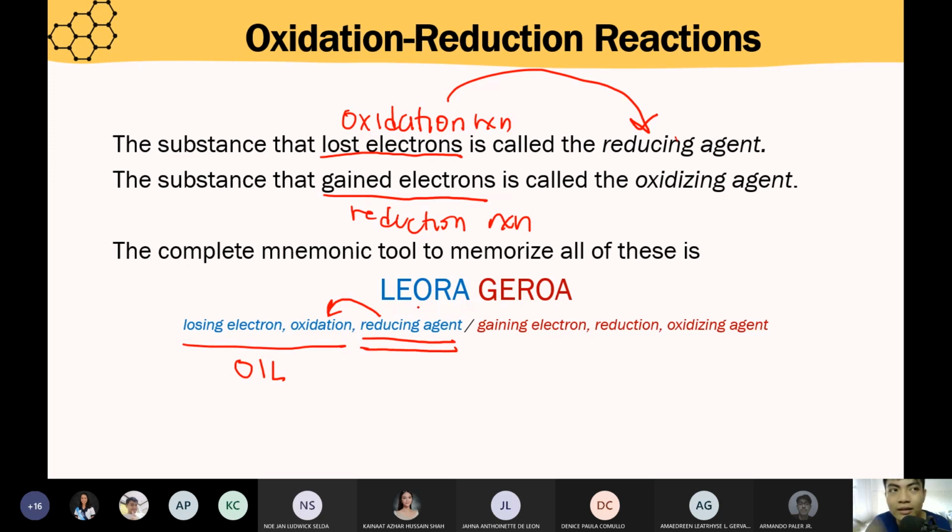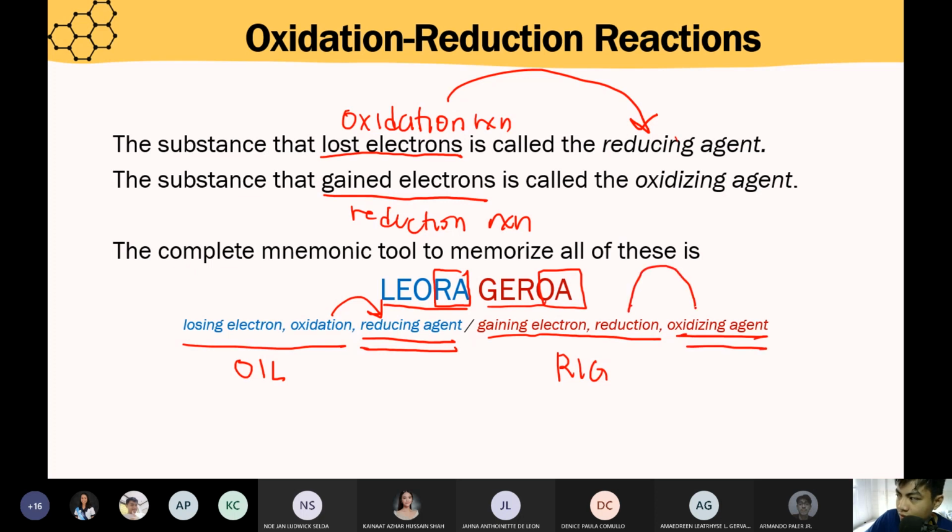Para hindi na kayo magkalituhan. Okay? So, ganun na lang. Kung sino yung nag-undergo ng oxidation, siya yung reducing agent. Leora. Oxidation, reducing agent. Next one, Geroa. Gaining electron reduction. So, basically, ito yung RIG. Reduction is gaining electron. So, gaining electron reduction, OA, meaning oxidizing agent. So, kung sino yung nag-undergo ng reduction, siya yung oxidizing agent.